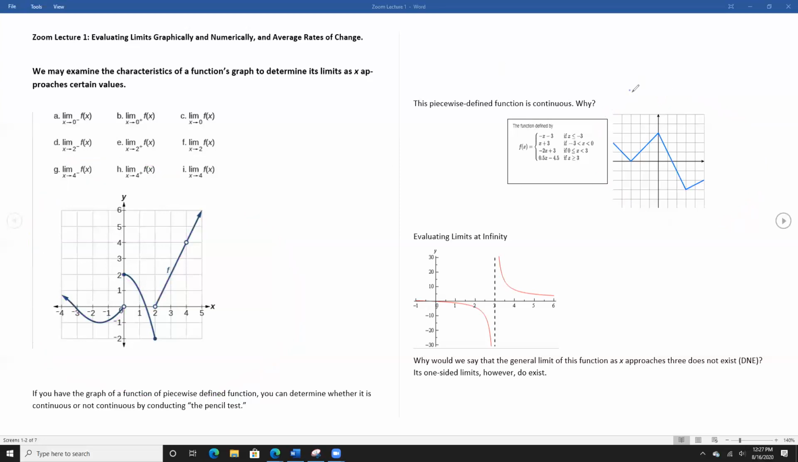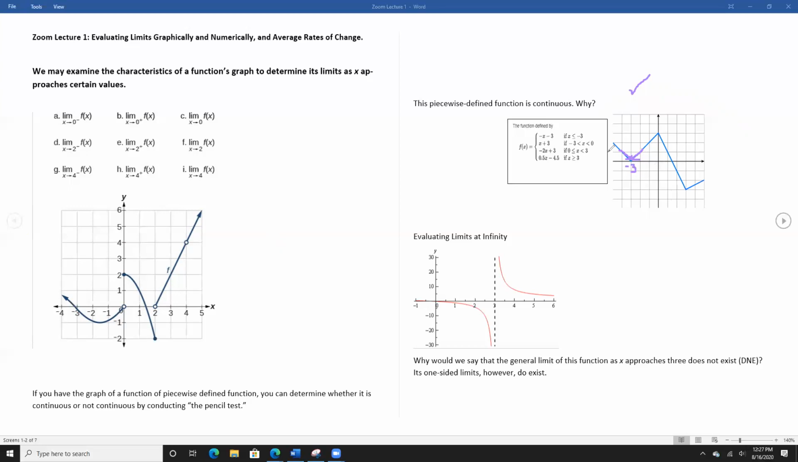So let's pick up here. Let's look at this continuous piecewise defined function, and let's talk about the limits as x takes on different values. Let's look at the value -3. Notice that as x approaches -3 from the left, the y value approaches 0. And if x approaches -3 from the right side, y is still approaching 0. So the limit as x approaches -3 for this function would be 0.